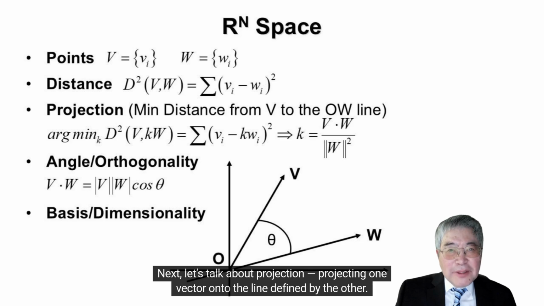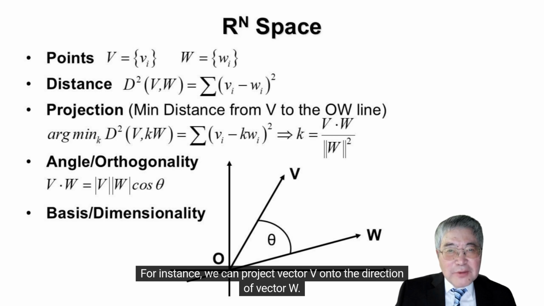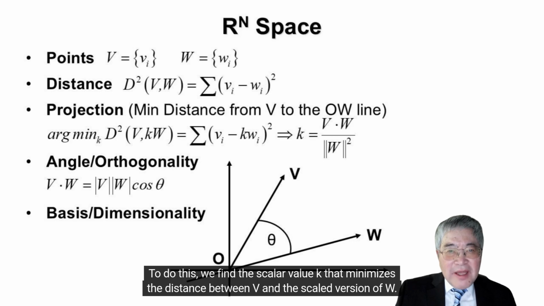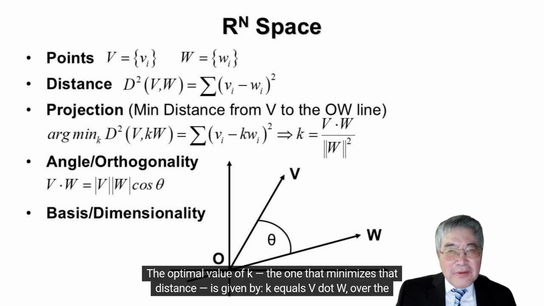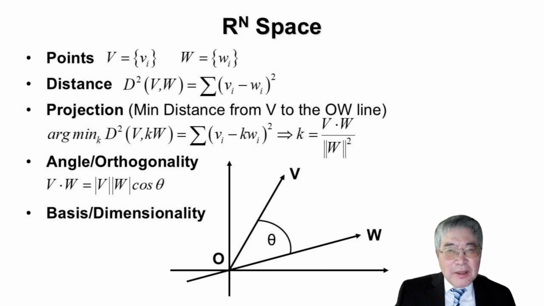Next, let's talk about projection, projecting one vector onto the line defined by the other. For instance, we can project vector v onto the direction of vector w. To do this, we find the scalar value k that minimizes the distance between v and the scaled version of w. Mathematically, that means minimizing the squared distance, the sum over i of (v_i minus k times w_i) squared. The optimal value of k, the one that minimizes that distance, is given by k equals v dot w over the norm of w squared.